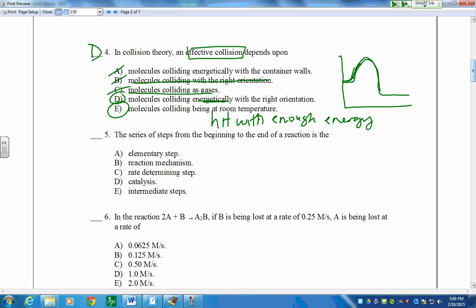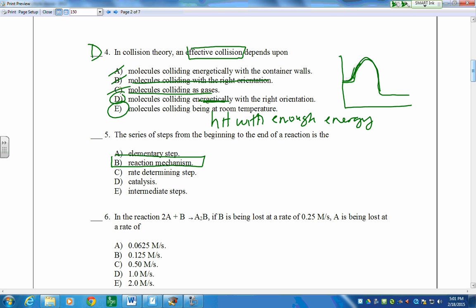A series of steps from the beginning to the end of the reaction is the reaction mechanism. The reaction mechanism is the sum of all the elementary steps. So step 1, step 2, step 3 are called the elementary steps. The reaction mechanism is all of them together. The rate determining step is part of the reaction mechanism, but it's the slowest step.